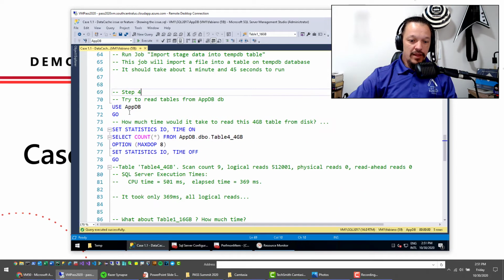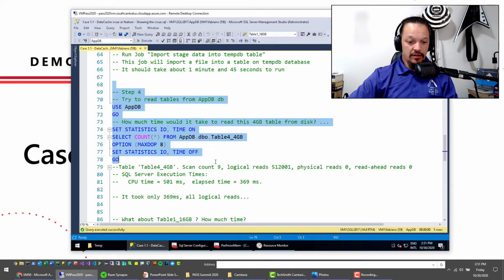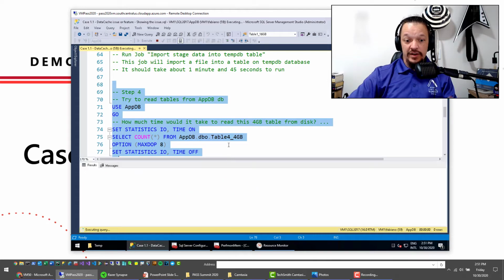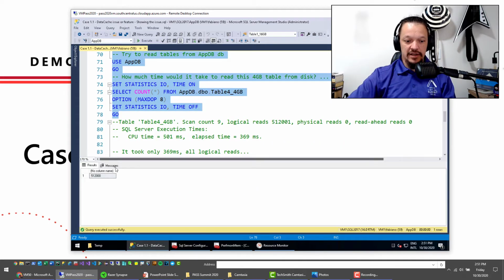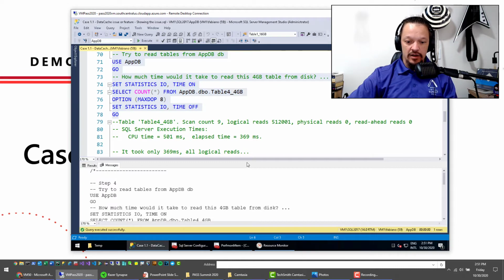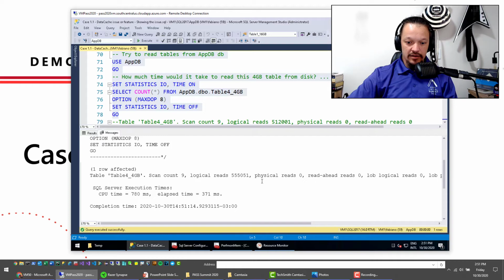All right, so now let's try to read table 4 again. This is one of the tables that I already inserted the data into the buffer pool data cache, right? So let's try again. I would expect it to read from memory, and it is, because it's taking 0 seconds to read it. And if you look here, the statistics IO results, we see that there are no physical reads going on.